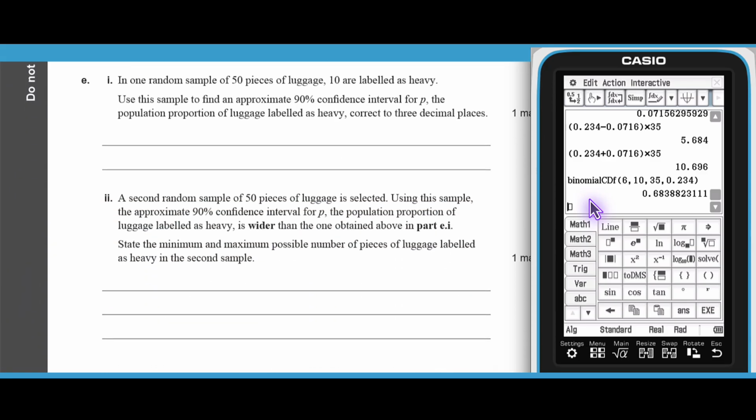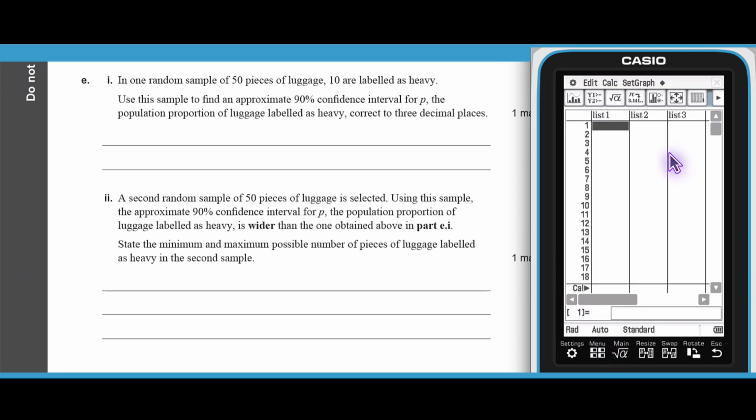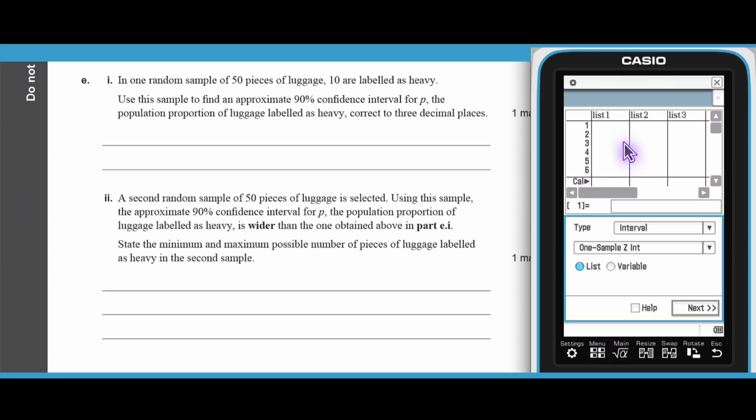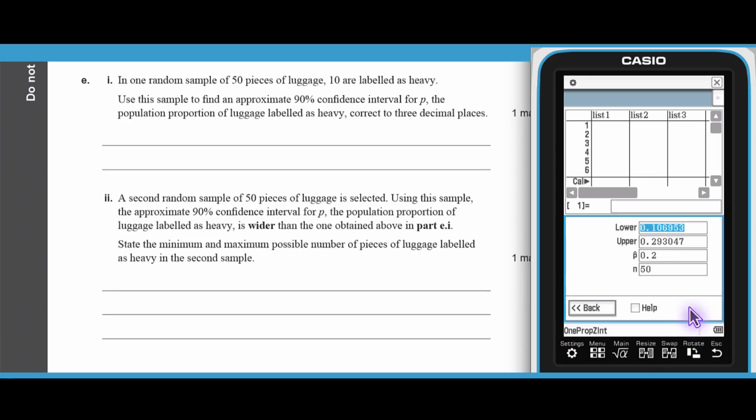Part E, Part 1 asks for the calculation of a confidence interval for p, a routine job for my ClassPad statistics app. From the Calculate menu, choose Interval and select a 1 proportion Z interval. A 90% confidence interval based on a sample count of 10 out of 50 is from 0.107 to 0.293.